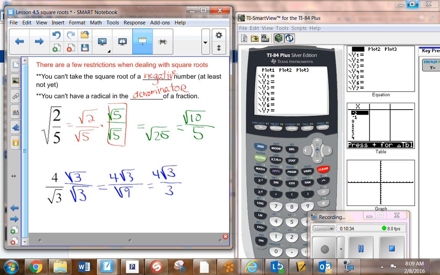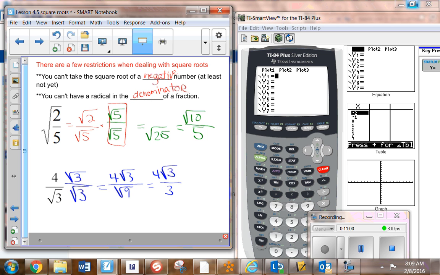Okay, warning. Kids have a tendency to think, oh, I can cancel the 3's, right? Whoa. This isn't a 3. This is a 1 point something, because if you put square root of 3 in your calculator, you don't get 3. You can't cancel that 3 with that 3. This 3 is a 1 point something. It's one of those irrational buddies.